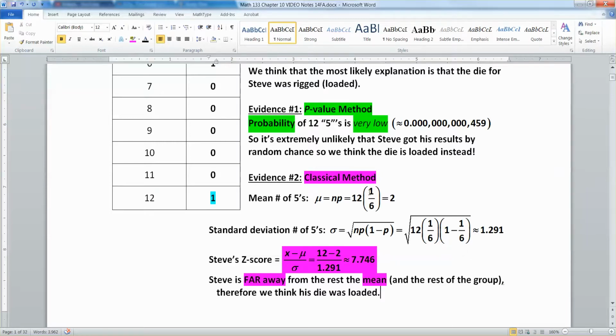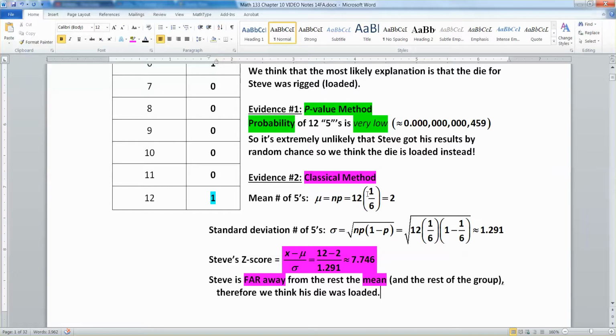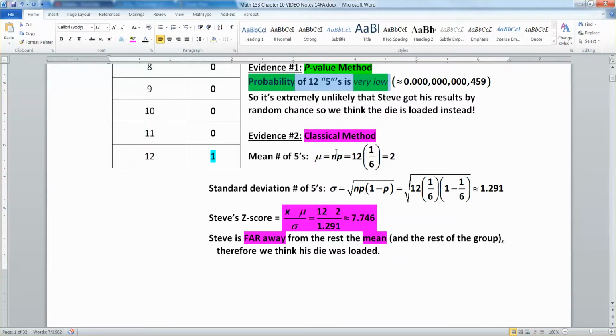That's the classical method. So 2 ideas here. The p-value method means it's a very, very low chance of getting what he's got, so I think that it's loaded. The classical method says find the z-score, and then if that's a really big number or a really, really small number, like negative 7.7, then that's far away from the mean, and we think it's loaded.